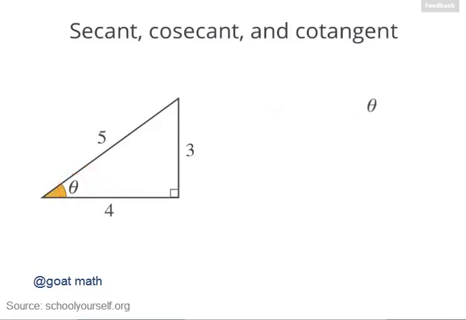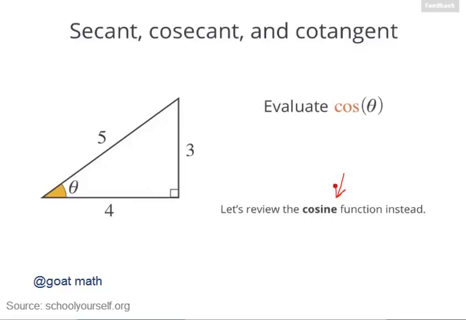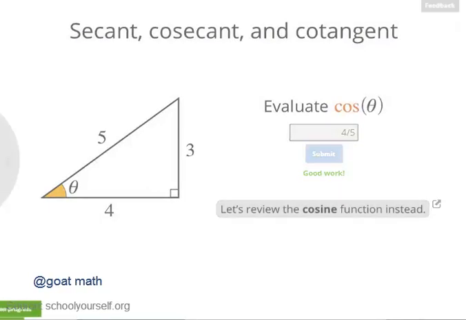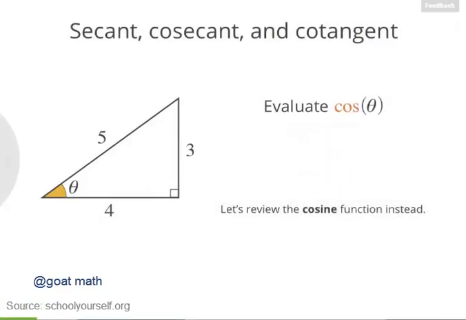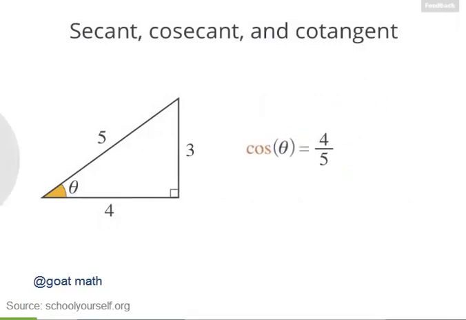First off, what's the cosine of this angle theta? If you'd like to review the cosine function instead, click down here. Right, cosine is adjacent over hypotenuse, so the cosine of this angle theta equals 4 over 5. So that's the cosine of theta.